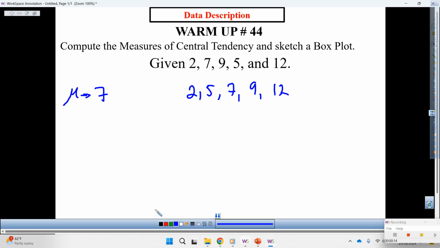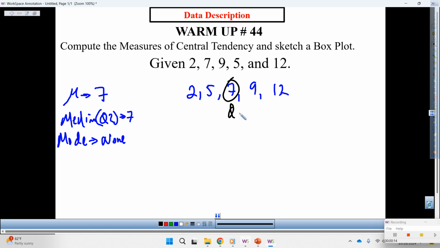From there, we need the median, or Q2. And it's still 7. And mode? None. All right. So, Q2, we need Q1, which is 3.5. Hands, you got 3.5? All right.